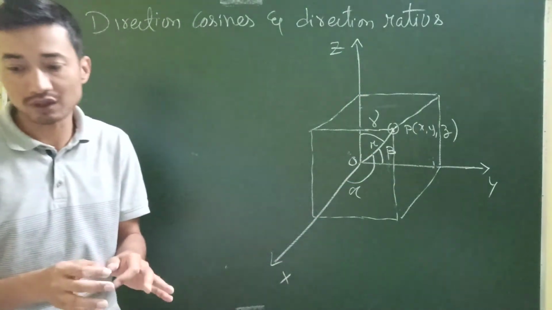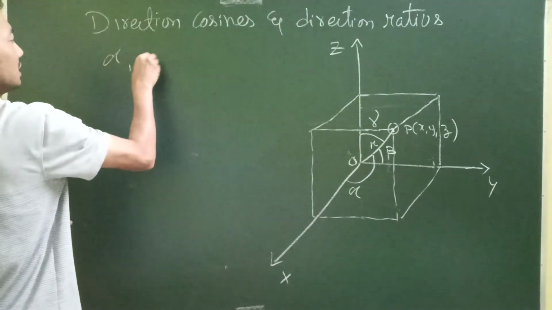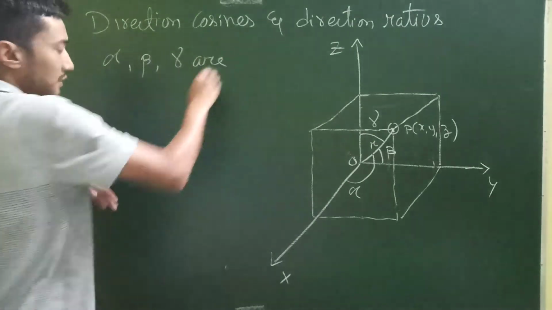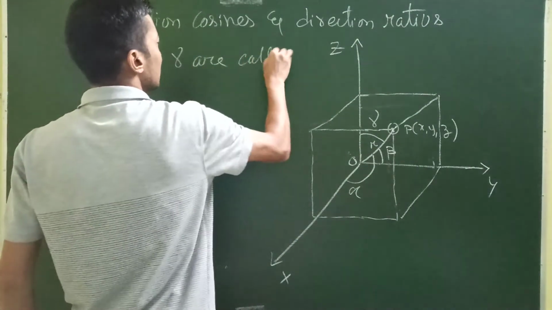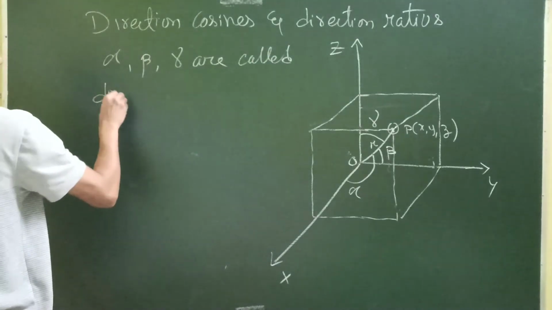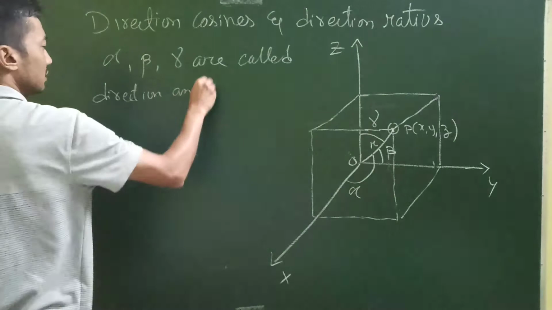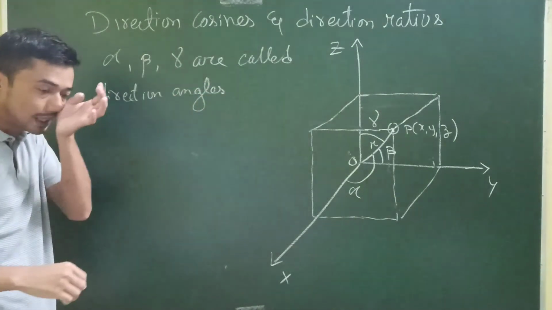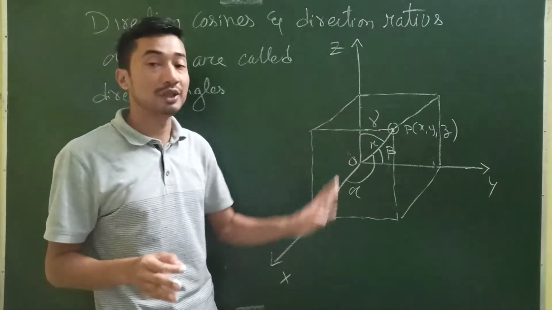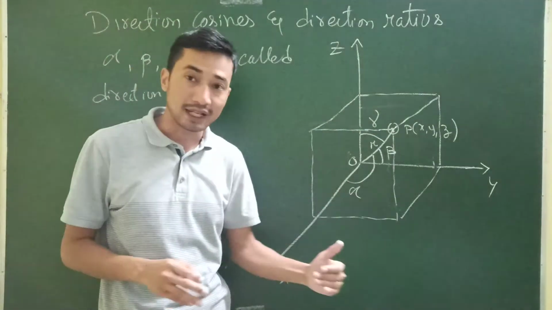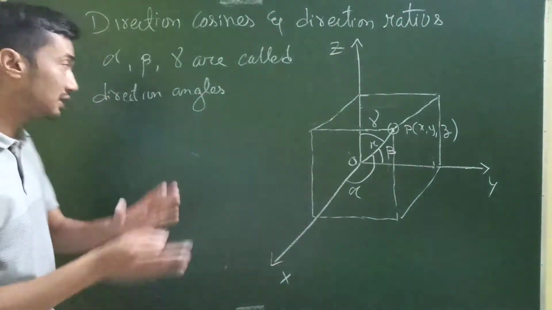So what are these called? Actually, alpha, beta and gamma are called direction angles, just like direction coordinates. The angles which the point P makes with respect to the x, y and z axis. So these are called the direction angles. Got it? What are direction cosines?